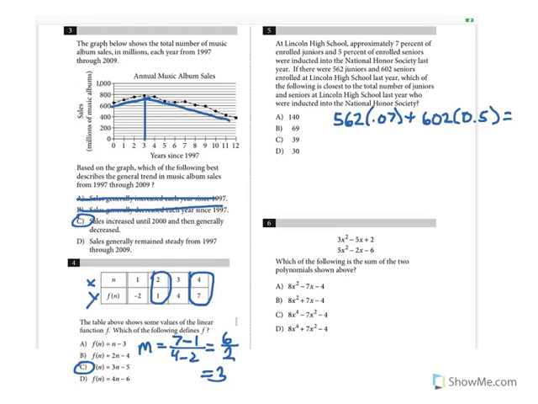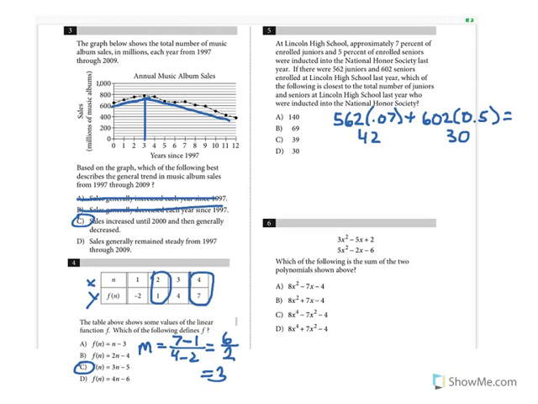All right, we want to know what is 5% of 602. Well, one way we could approach this is to say, well, I know 10% of 602 is going to be 60. 5% is going to be half of that. So 5% of 602 is going to be right about 30. Now, our other one, we want to know what is 7% of 562. Well, let's round 562 up to 600. 7 times 6 is 42, so 7% times 600 is going to be 42.